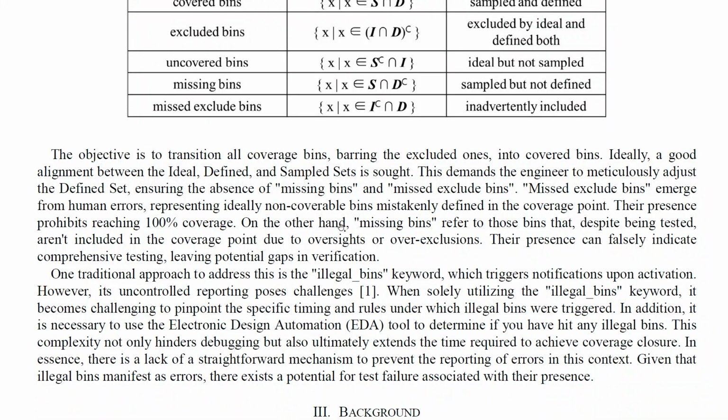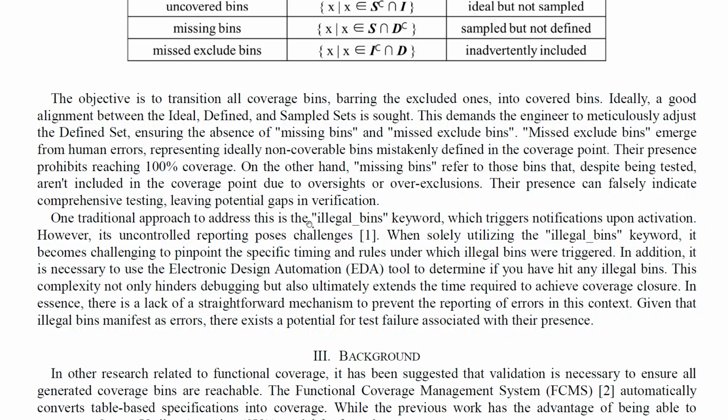On the other hand, missing bins refer to those bins that, despite being tested, aren't included in the coverage point due to oversight or over-exclusions. Their presence can falsely indicate comprehensive testing and leave potential gaps in verification.